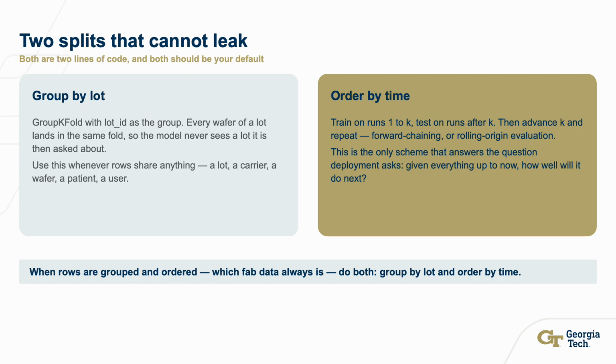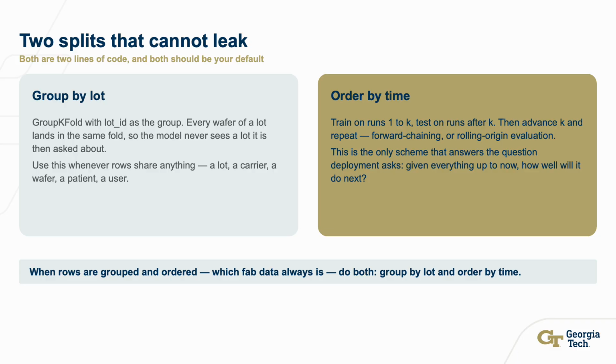And the principle generalizes well beyond wafers. Use it whenever rows share anything: a lot, a carrier, a wafer, a patient, a user, a session. If two rows share a source of variation, they must not straddle the split.